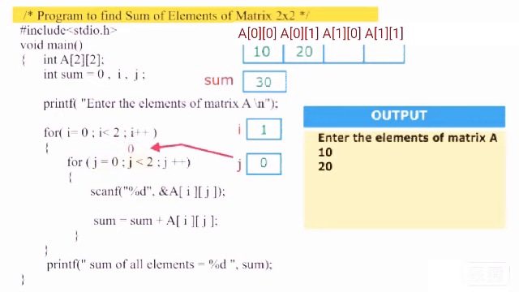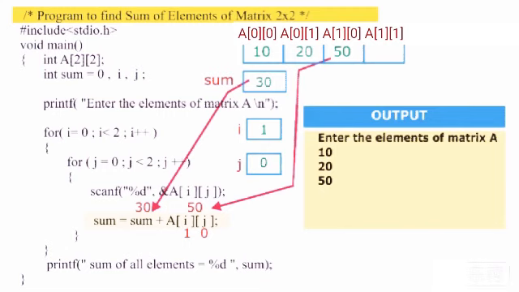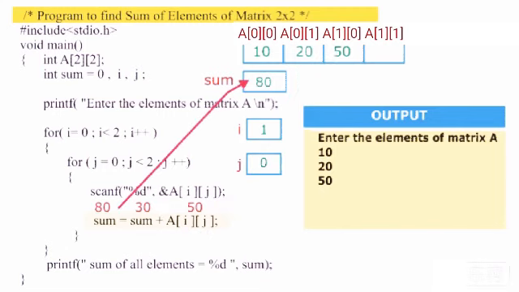That is j is equal to 0. 0 is less than 2. Condition is true. Getting entry in the inner block, reading the value of A of 1, 0 from the user, that is 50. Now sum is equal to old sum, that is 30, plus the value of A of 1, 0, that is 50. Result 80 will be copied to the new sum.